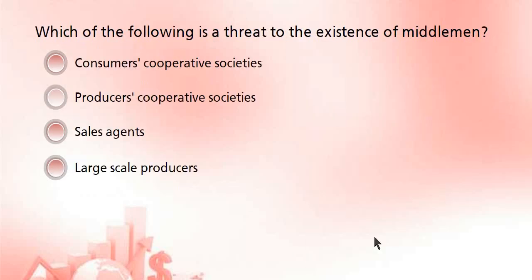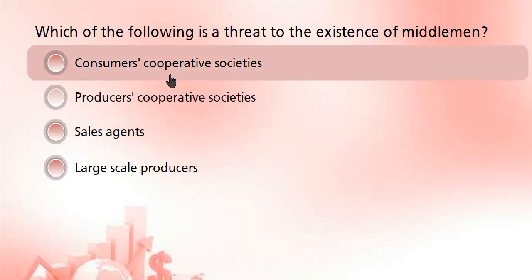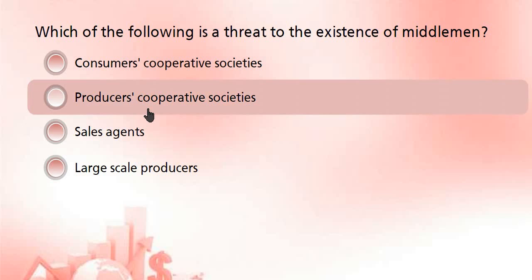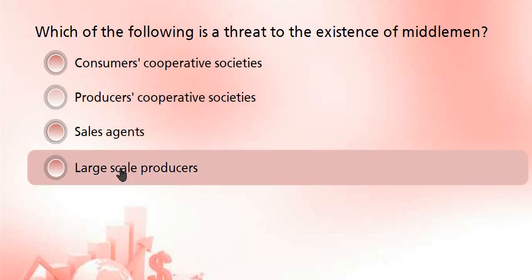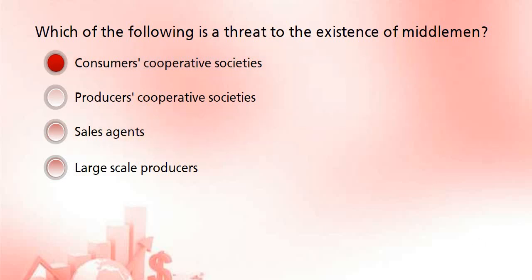Question 29. Which of the following is a threat to the existence of middlemen? Is it A. Consumers cooperative societies, B. Producers cooperative societies, C. Sales agents, or D. Large-scale producers? The answer is simply the consumers cooperative society. There can be a threat to the existence of the middlemen because middlemen would not be needed in getting the goods to the final consumers.